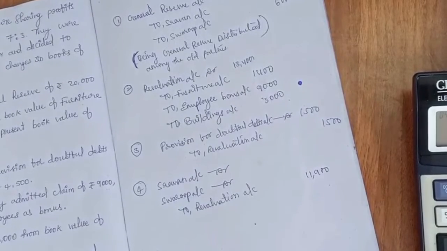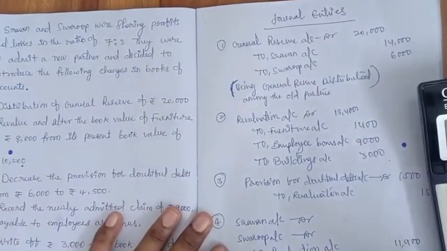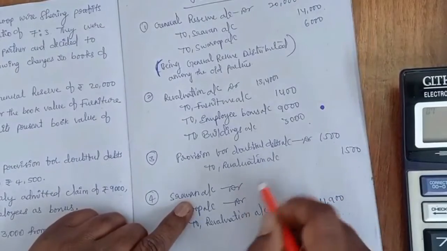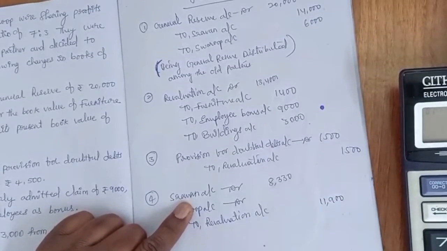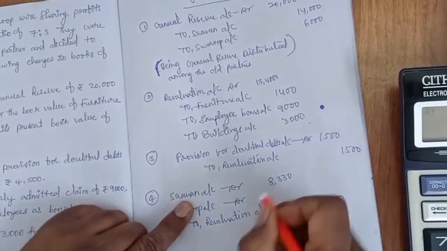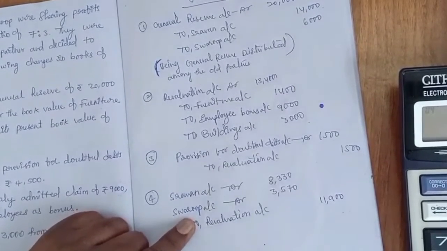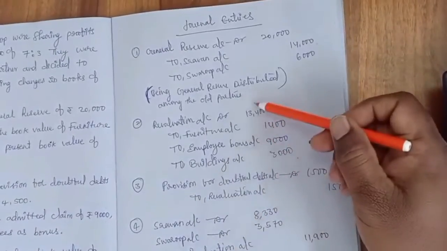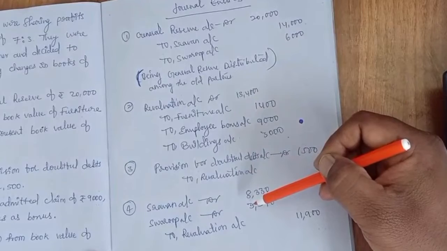So what is the profit sharing ratio here? 7:3. So 11,900 into 7 divided by 10. So 8,330, that is for Shravan, and 11,900 into 3 divided by 10. For Swaroop, what is the share of loss here? 3,570. Isn't it? Now I hope you understood. So once we complete the journal entries, this is the way you have to prepare the journal entries when it is asked in the question.